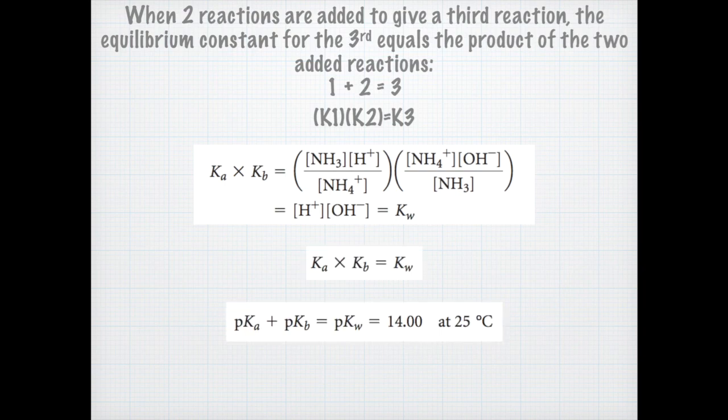Another important thing to keep in mind, since your Kw is 1 times 10 to the negative 14th, if you take the log of each of these values and simply add them together, so the pKa plus the pKb, that will give you your pKw, which simply equals 14. So that further helps you in relating Ka and Kb to one another.